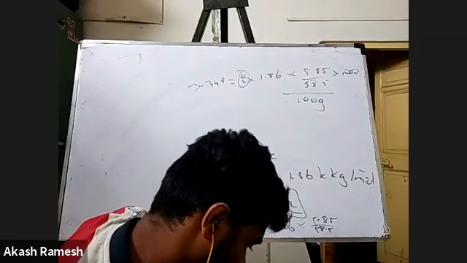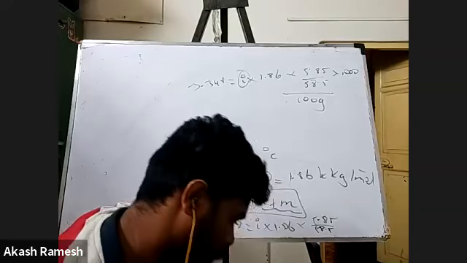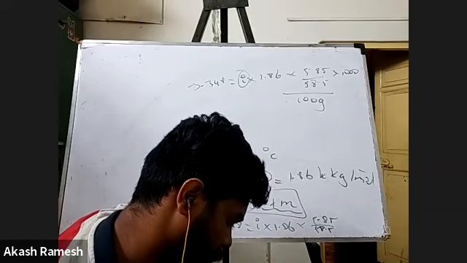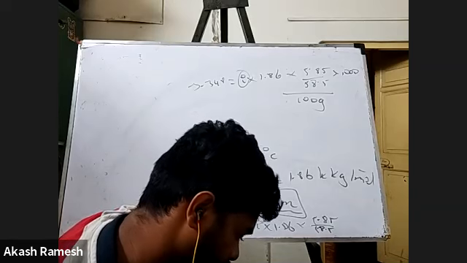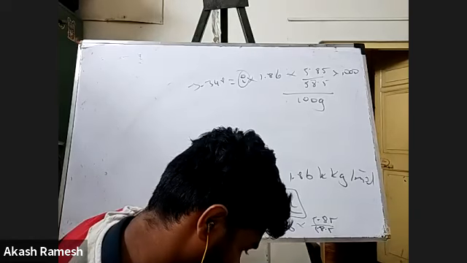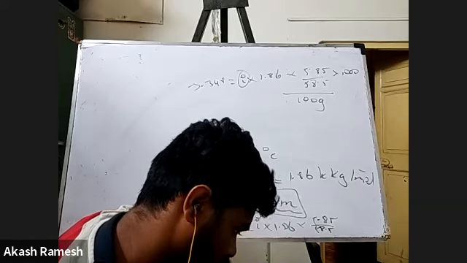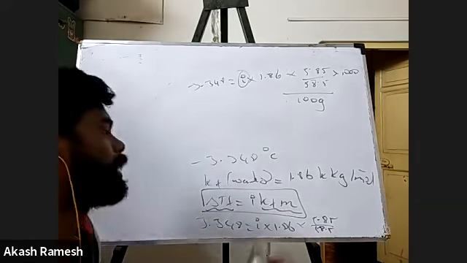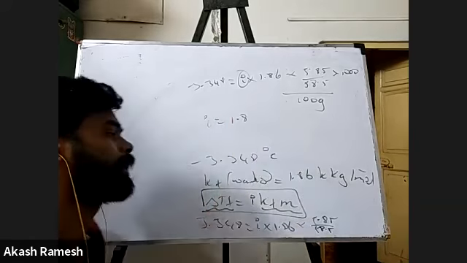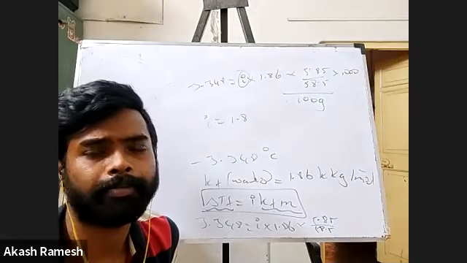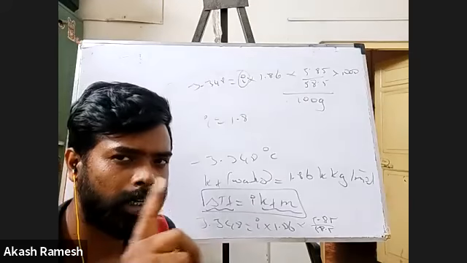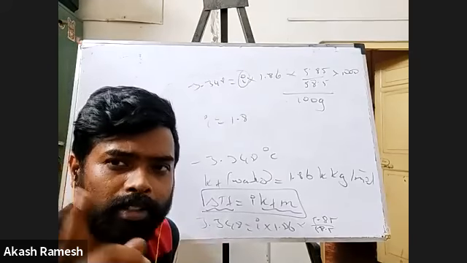So what's the final answer, sir? Final answer, let me check. This is short answer type 1 question. So 1.8 I value, you will be getting it as 1.8. Yes, sir. Got it. Okay, now tell me what is the percentage dissociation?